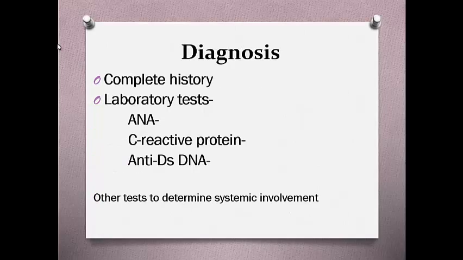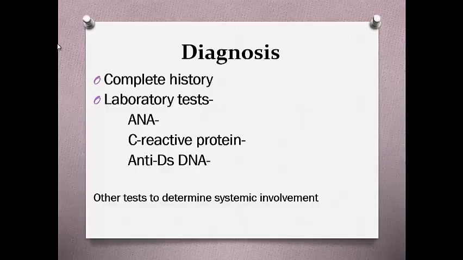How do we make the diagnosis for lupus? Well, lupus is sometimes called the great imitator because the symptoms are vague and resemble other diseases, such as RA, fibromyalgia, Lyme disease, etc. So you as a nurse can participate in obtaining a complete history and assess for symptoms such as the rash, the photosensitivity, the mouth ulcers, fatigue, etc.